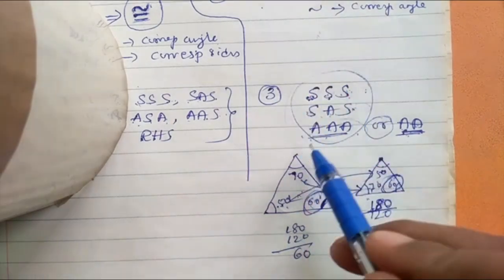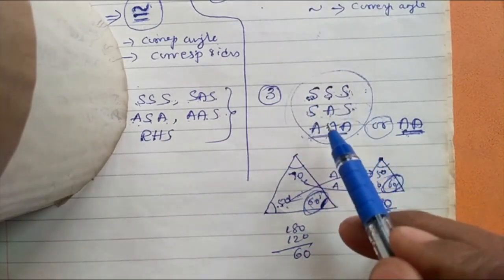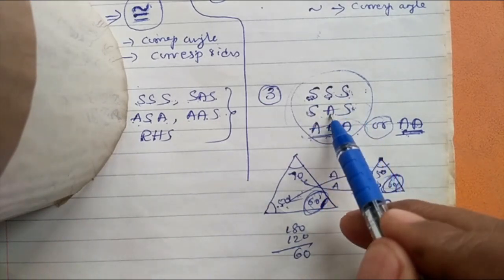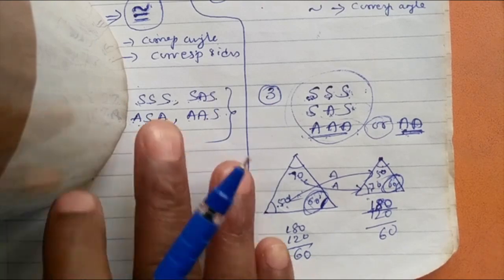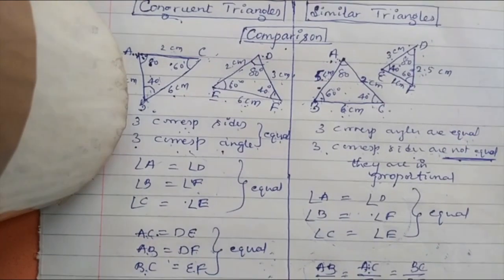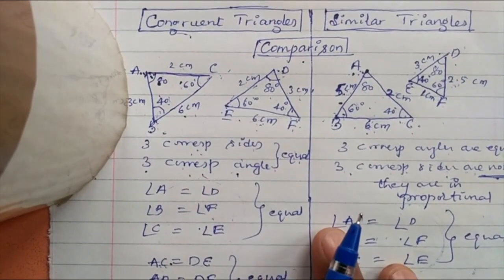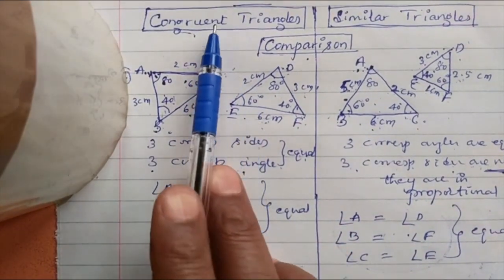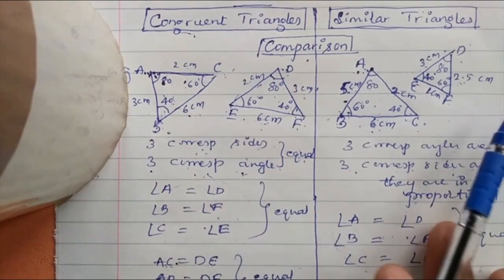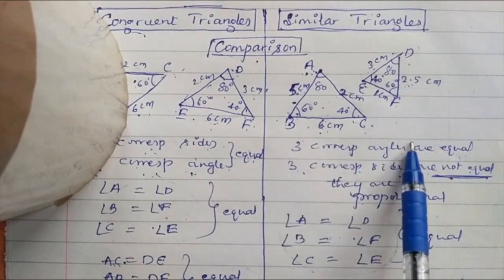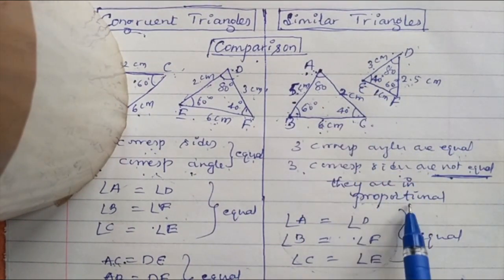So there are three criteria. SSS: three sides are in proportion. SAS: two sides are in proportion, one angle is equal. AA: three angles are also equal. When you use side and angle, also use the word corresponding: corresponding sides, corresponding angle. So these three are the very important comparison between congruent and similar triangles. Let us recheck once again. In congruent triangles, all the three corresponding angles are equal, and all the three corresponding sides are also equal. But in similar, three corresponding angles are equal, sides are in proportion.